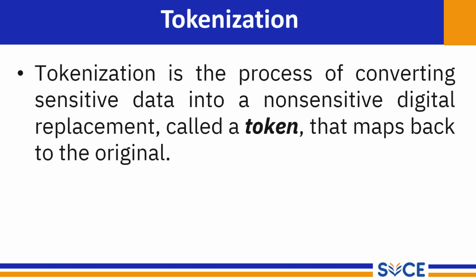The first one is tokenization. Tokenization is the process of converting some sensitive data into non-sensitive data as a replacement, which is called a token that maps back to the original. Tokenization mainly helps to protect sensitive information. For example, sensitive data can be mapped to a token and placed in a digital vault for secure storage. The token then acts as a secure replacement for the data. The token itself is non-sensitive and has no use or value without connection to the data vault.